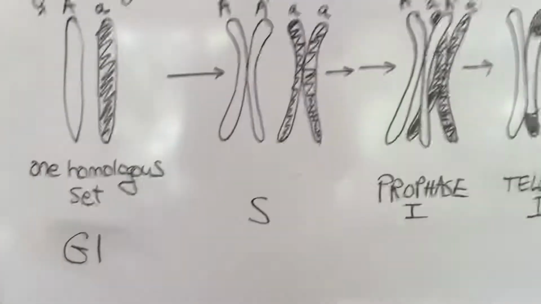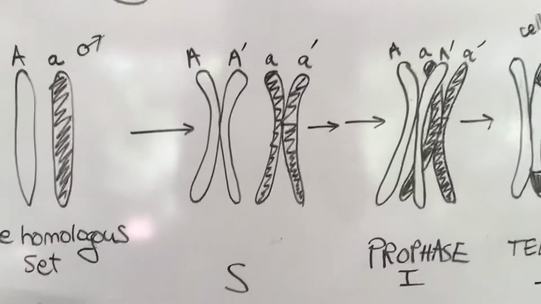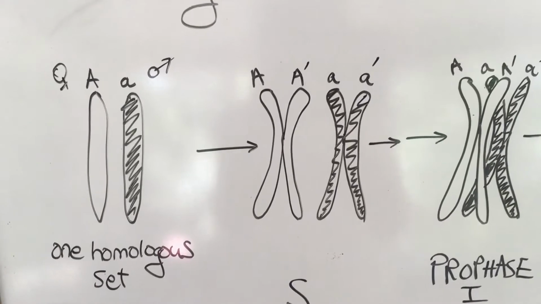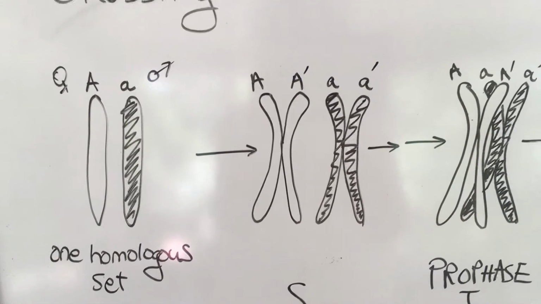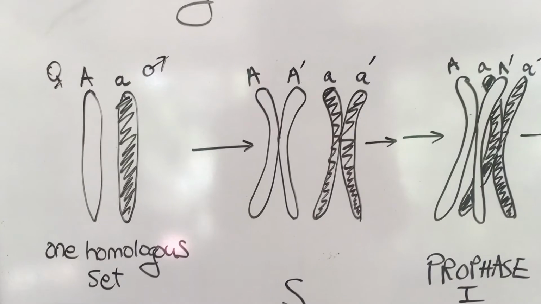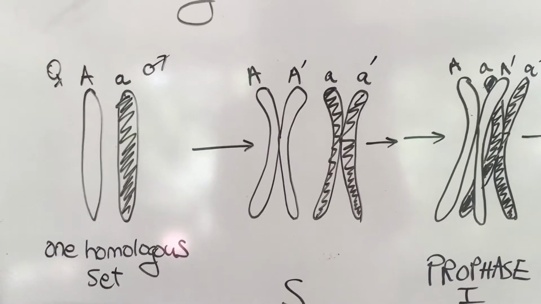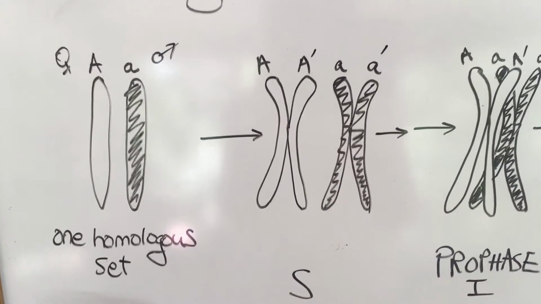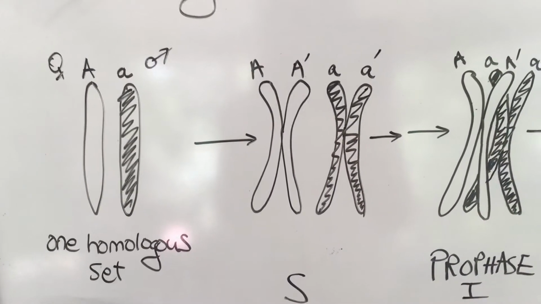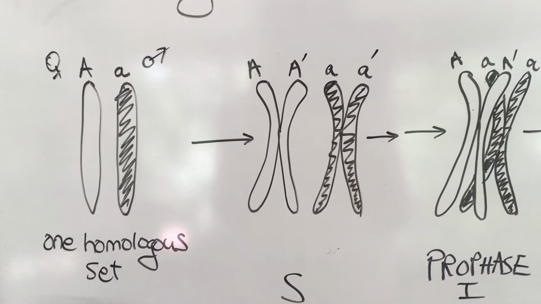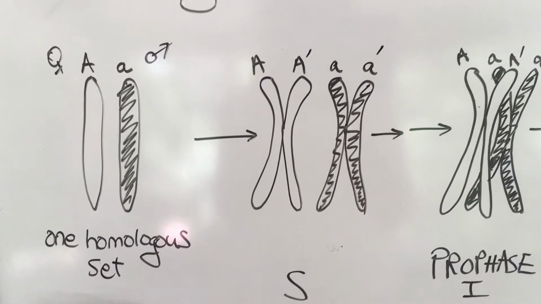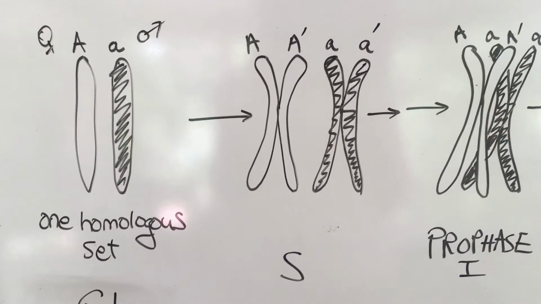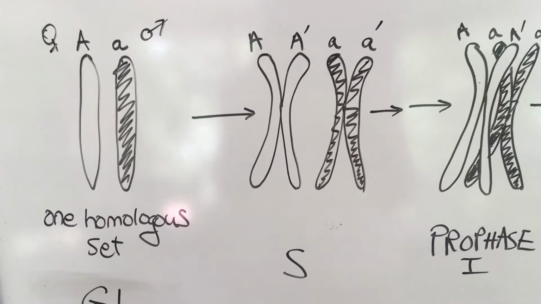Okay, so the next thing that would happen is replication. So when replication happens, each of those homologous sets is going to replicate itself. In other words, it's going to get a sister chromatid, and remember that in replication, the sister chromatids are exactly alike. So in other words, capital A and capital A prime are going to be exactly alike, and same thing for little a and little a prime. So I've drawn them uncolored and colored just to represent that. Of course, this would be happening during the synthesis phase of interphase 1.